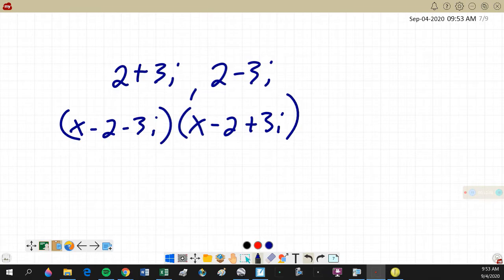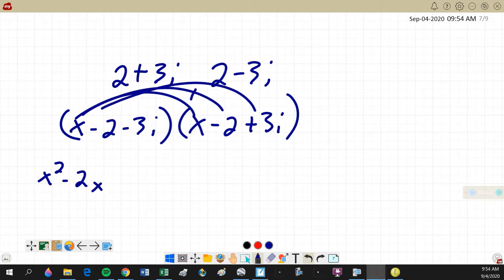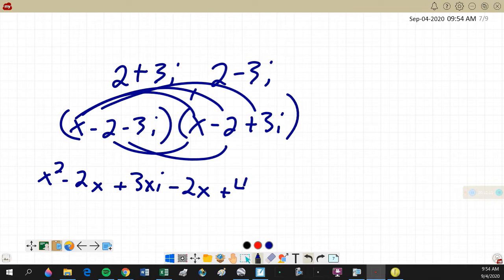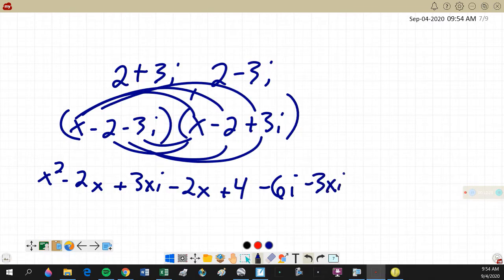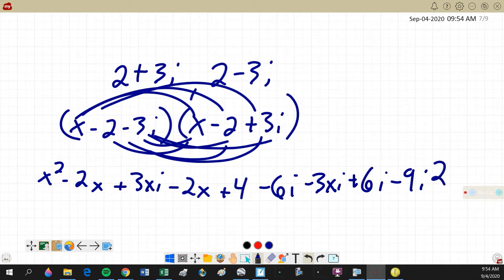And you don't need to write this down, but watch what happens. x squared minus 2x plus 3xi minus 2x plus 4 minus 6i minus 3xi plus 6i, and then minus 9i squared. That was annoying. I never want to do that again.